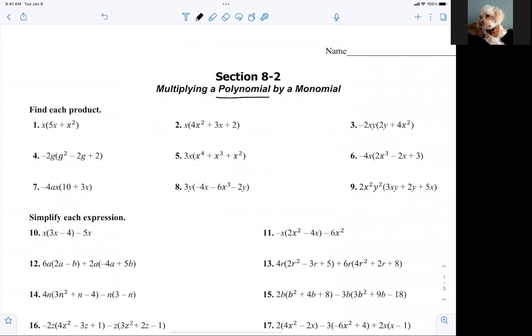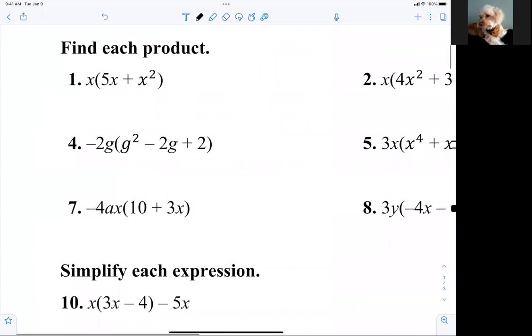Multiplying polynomials by monomials. Now, the reason why I said that is because all we're doing is the distributive property. All we're doing is the distributive property. So everybody stay with me on number one. All right, let's go ahead. Reese, why don't you tell me what you think the answer is to number one?